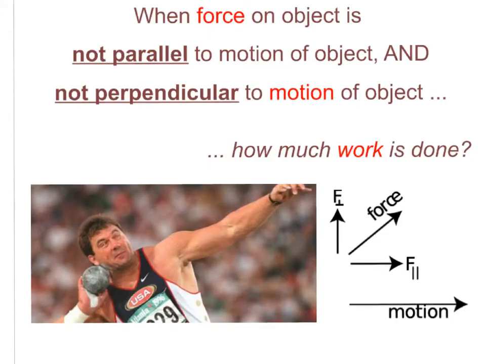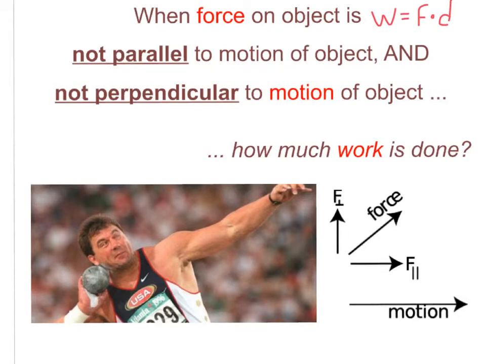So let's just take a little review here. When the force applied to the object and the motion of the object are parallel to each other, we get the maximum amount of work done, and we can use the equation work equals force times distance. When force and motion are perpendicular to each other, however, we have no work done. We just saw that. Well, what about when it's somewhere in between?